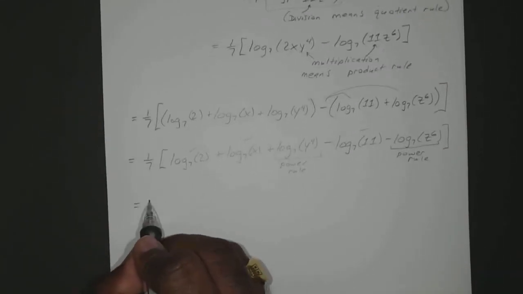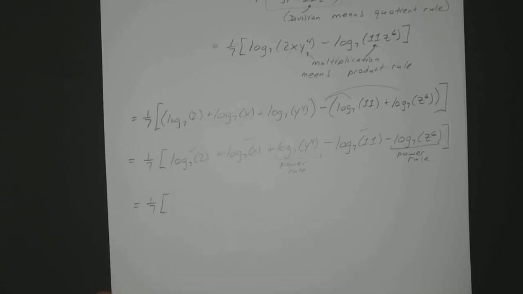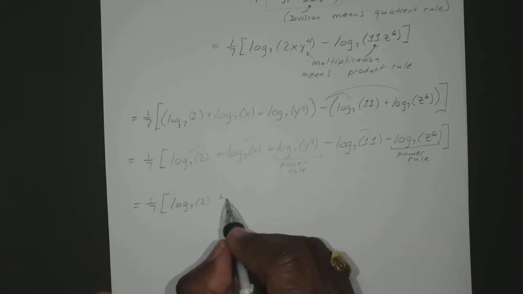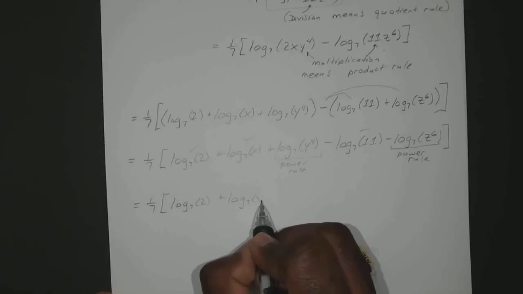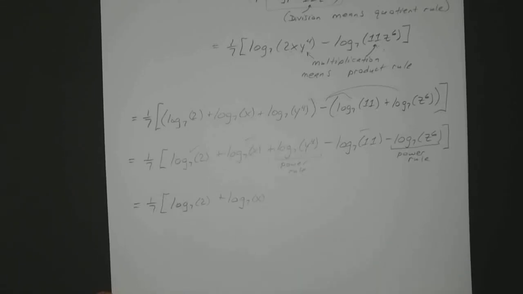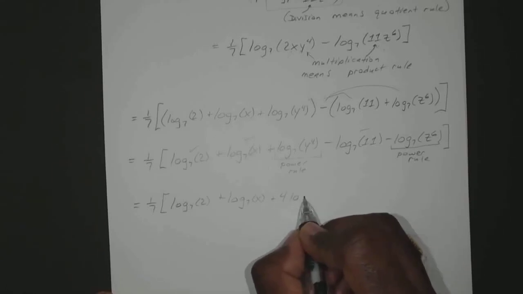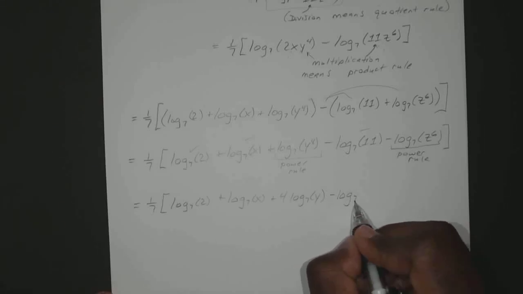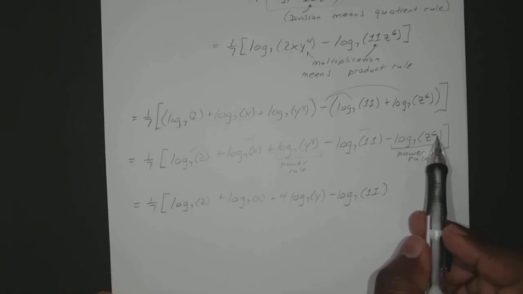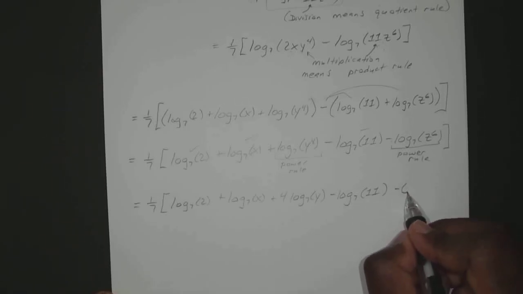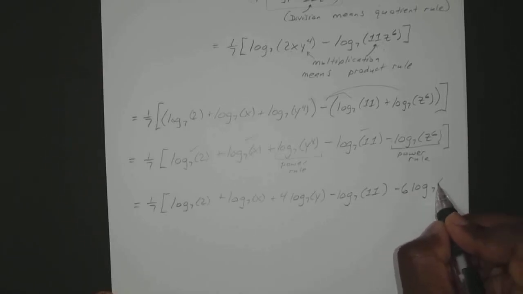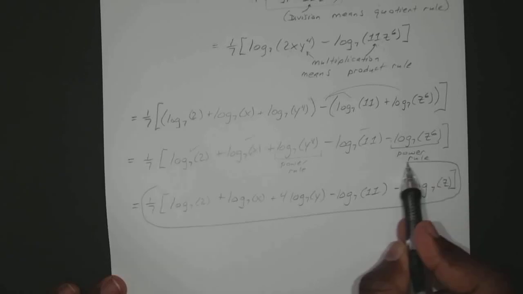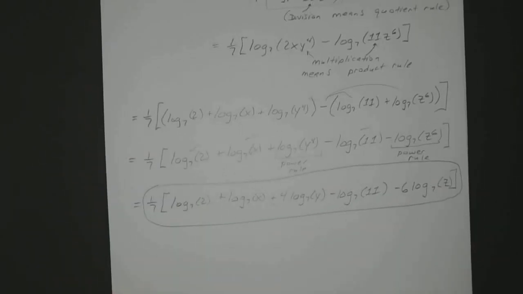Okay, so that gives us 1 over 7 times log base 7 of 2 plus log base 7 of x. We bring that 4 down to the front, so that's plus 4 times log base 7 of y minus log base 7 of 11. That 6 comes down to the front, so that's minus 6 times log base 7 of z. And all of that's multiplied by 1 over 7. If you wanted to, you could distribute the 1/7, but you don't have to.